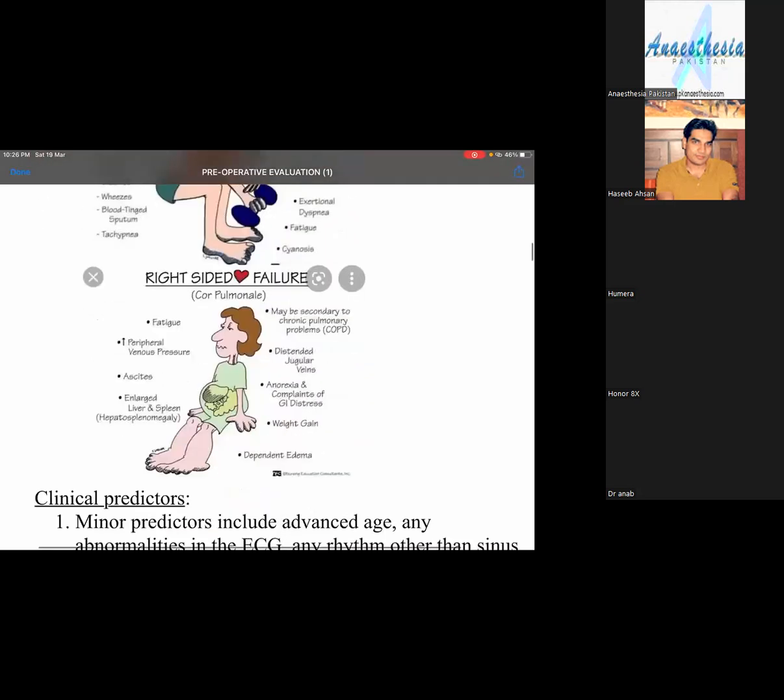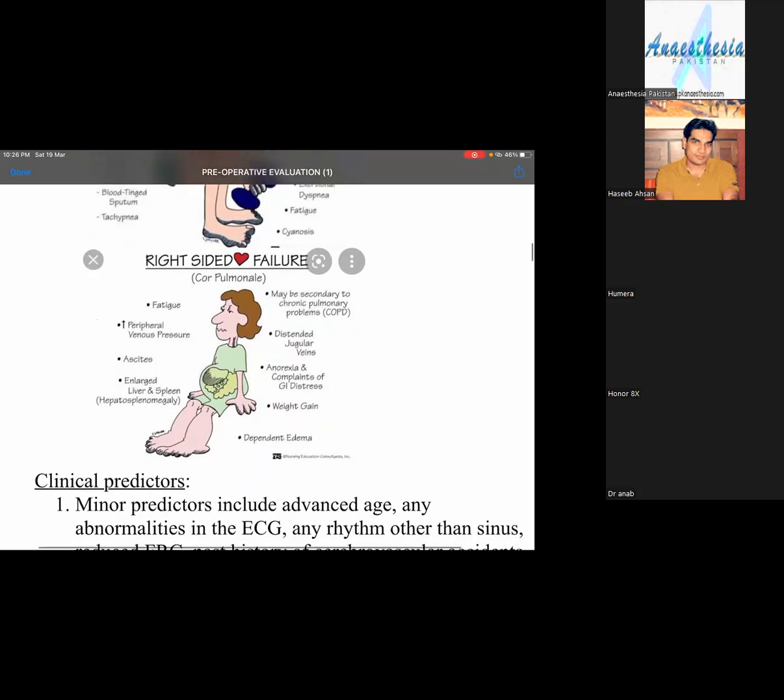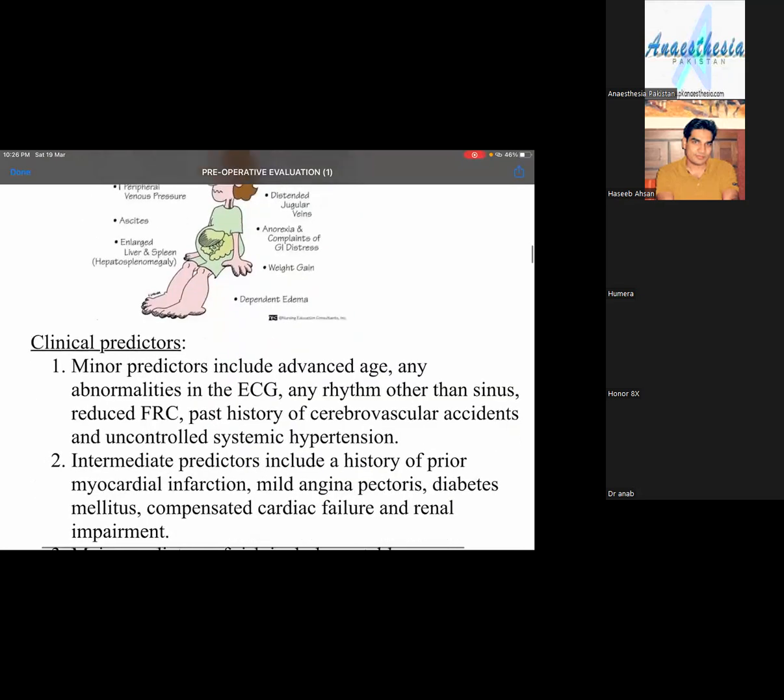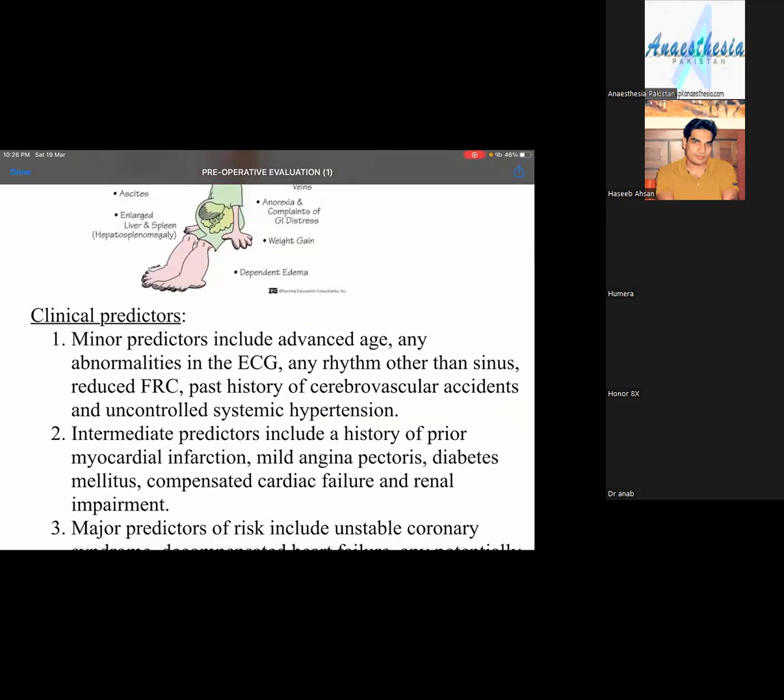Then if we discuss right-sided heart failure, these include fatigue, increased peripheral venous pressure, ascites, enlarged liver and spleen, hepatosplenomegaly, jugular venous distension, anorexia, weight gain, dependent edema. Then came the clinical predictors in mind.